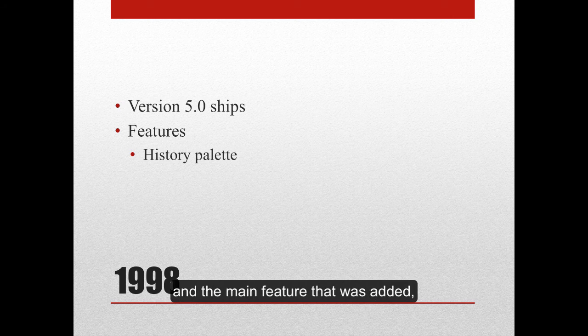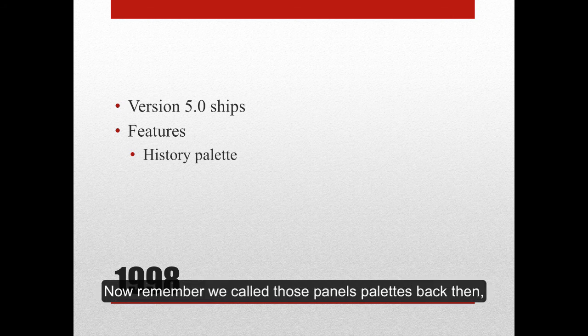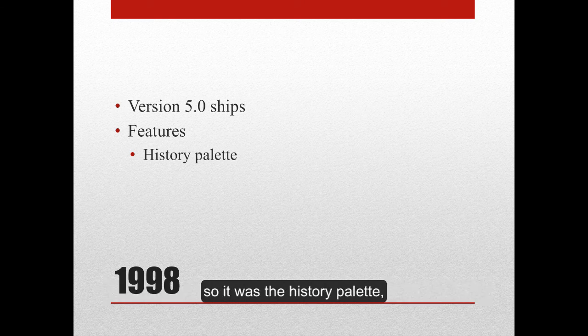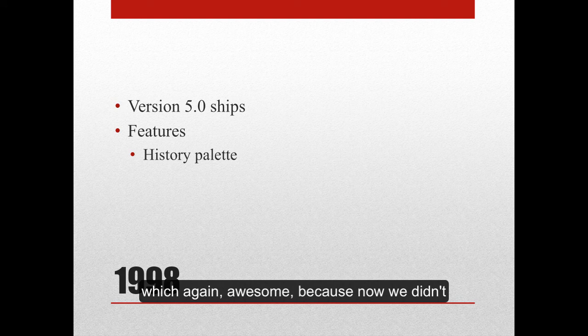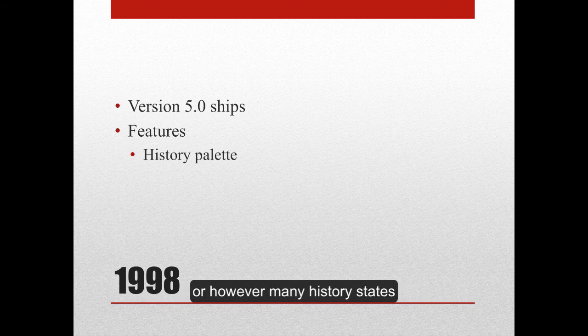And the main feature that was added is the history palette. Now remember, we called those panels palettes back then. So it was the history palette, which again, awesome, because now we didn't have just one undo. We could go back 20 states or however many history states I had my history panel set to. So this was a really great thing for undoing some of our tasks in Photoshop.